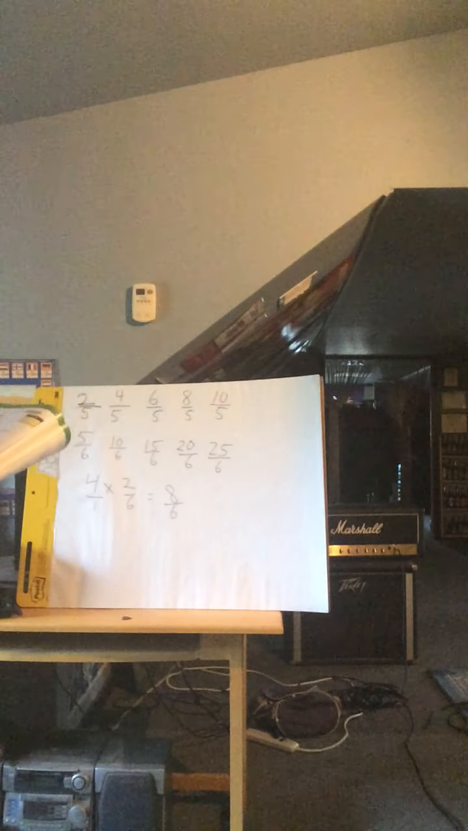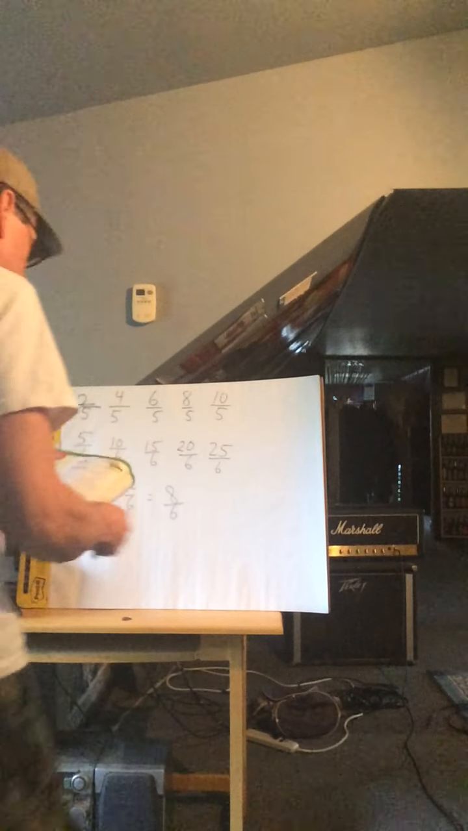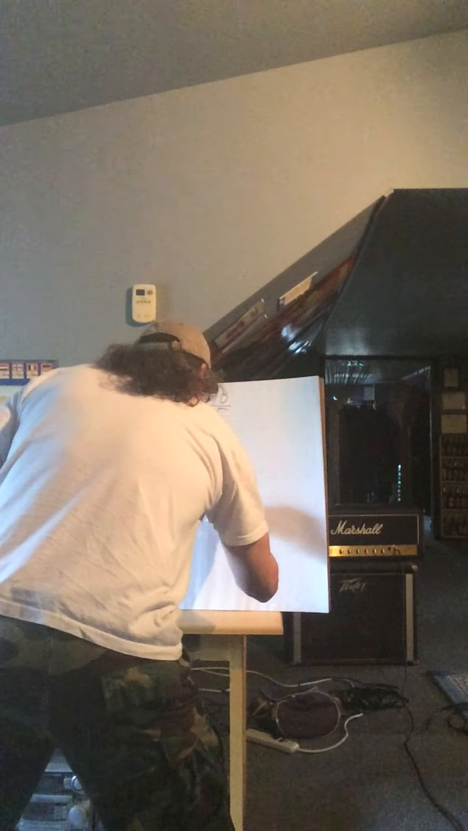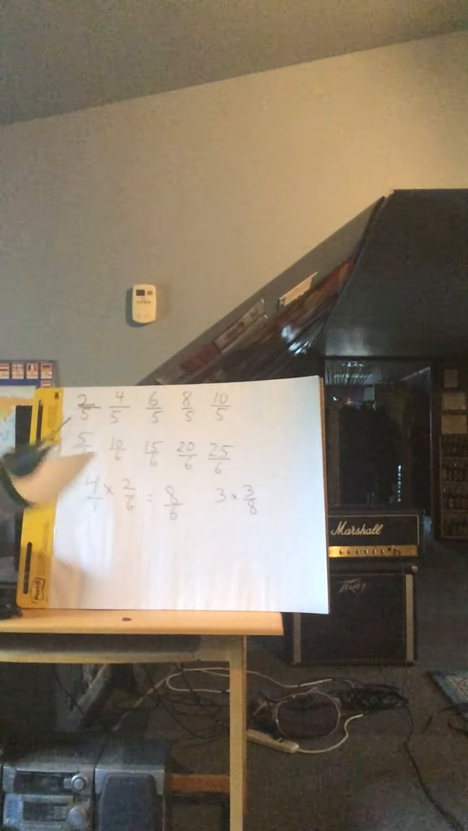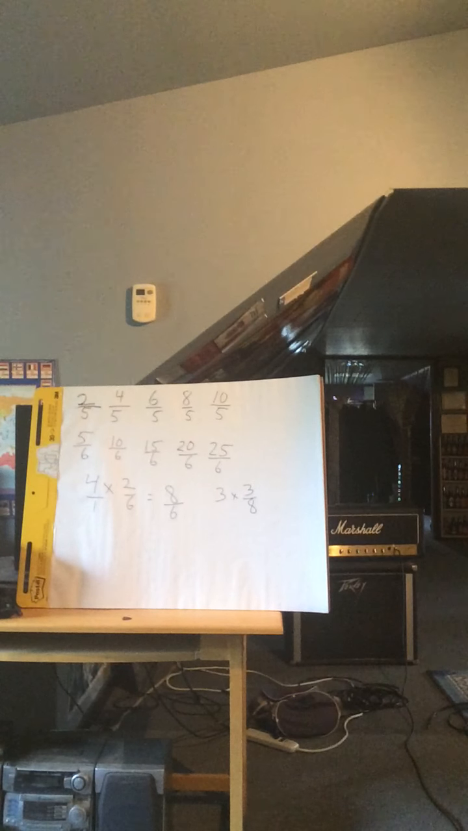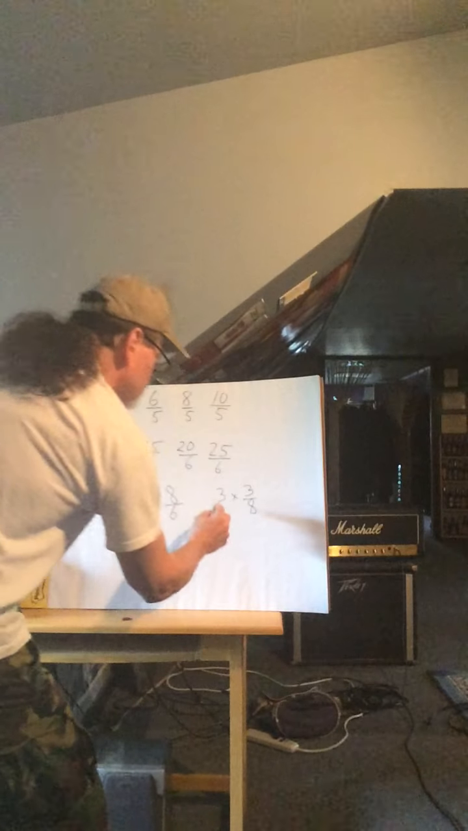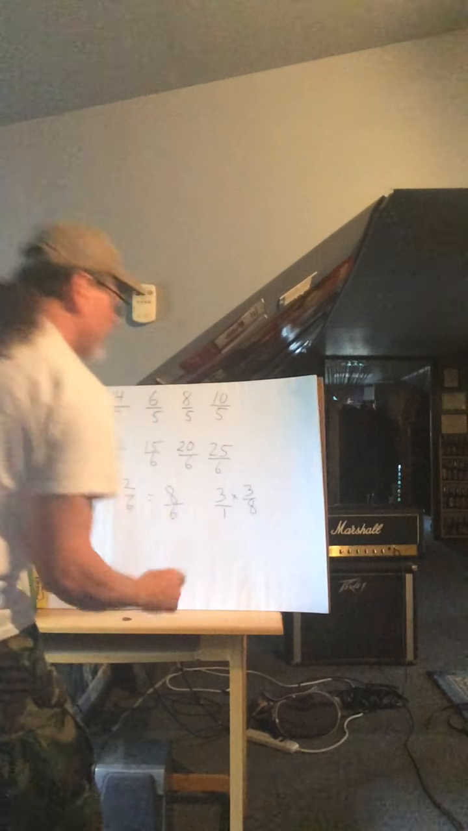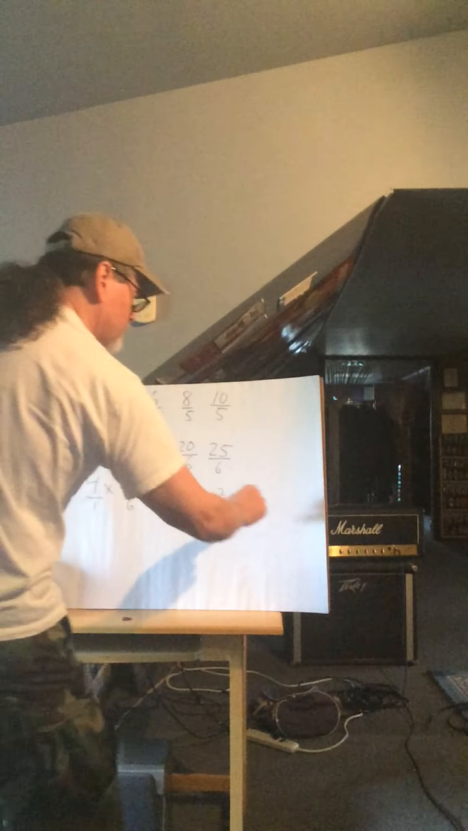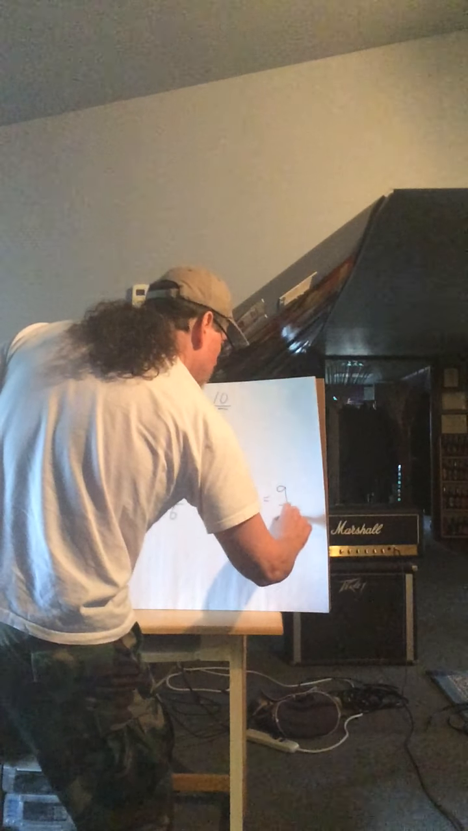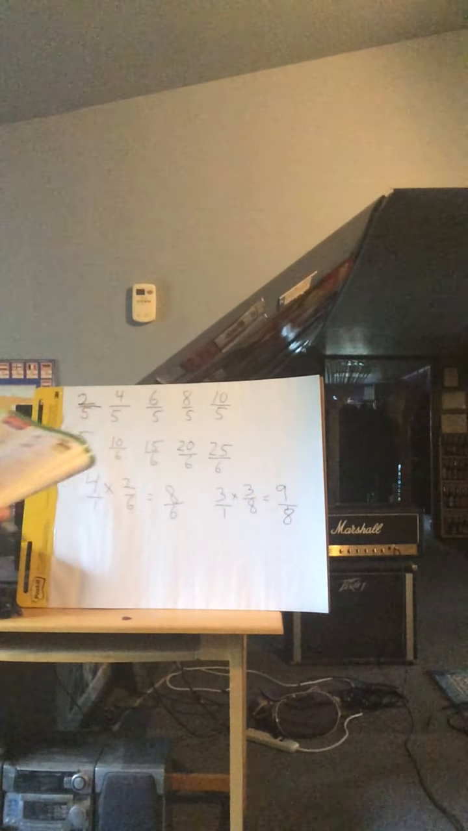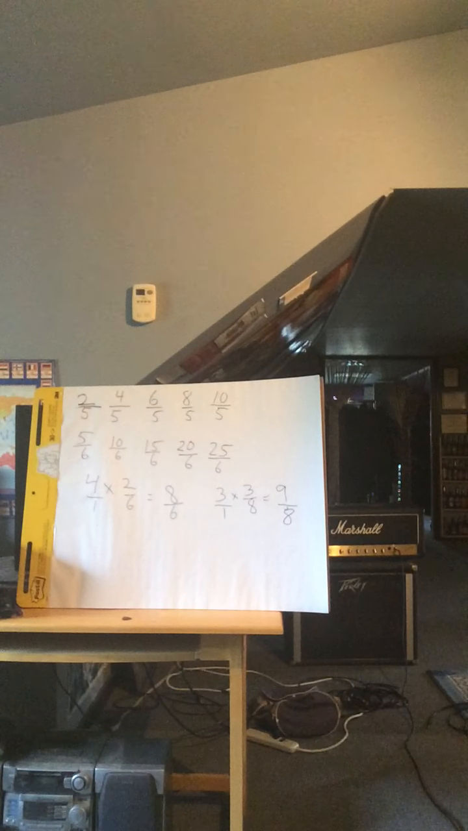Okay, looking at the next one, which is 3 times 3/8. Do what I told you. Imagine that this is a 3 over a 1. And now multiply across. 3 times 3 equals 9. 1 times 8 equals 8. And we have our answer of 9/8.